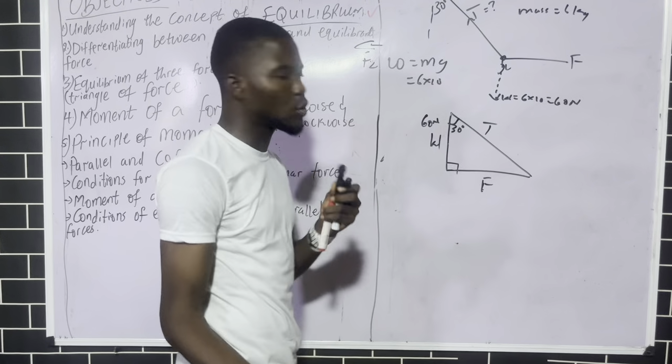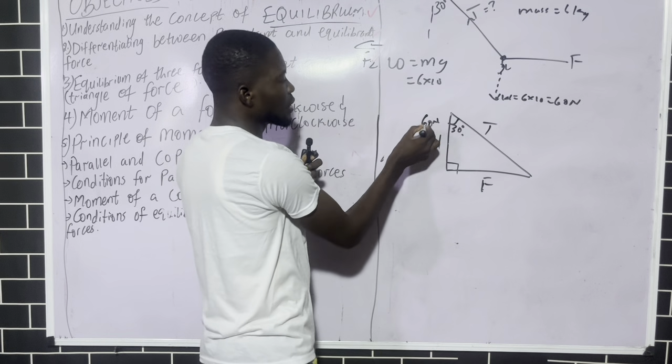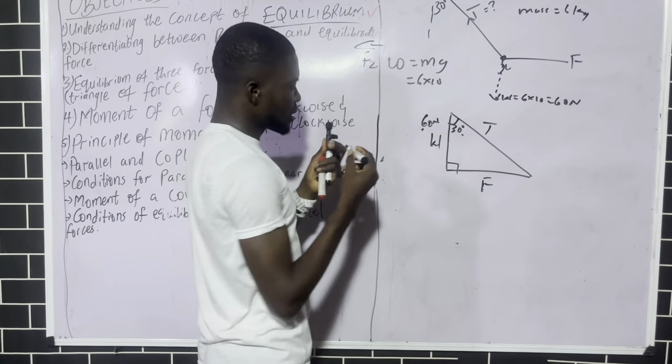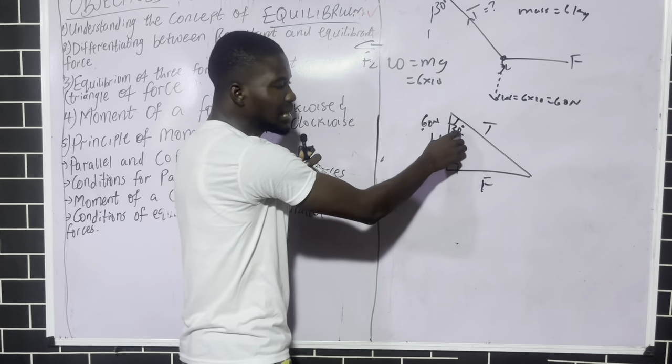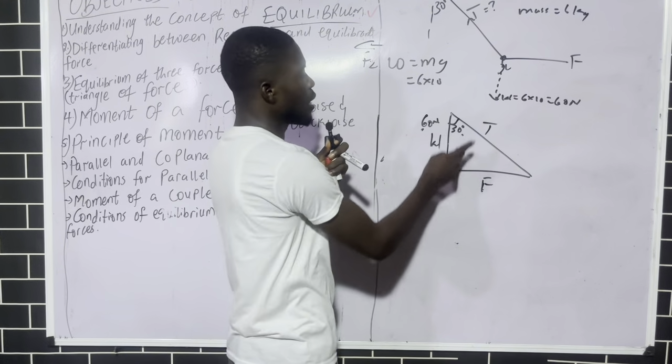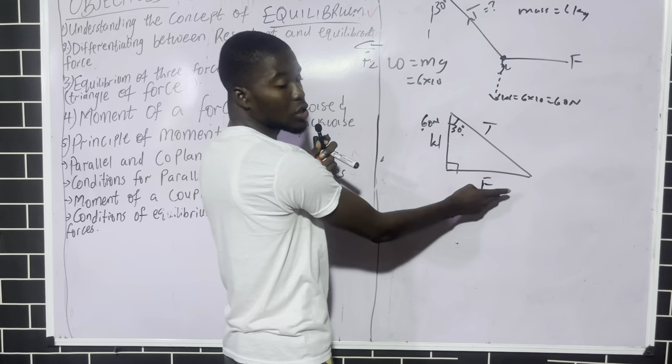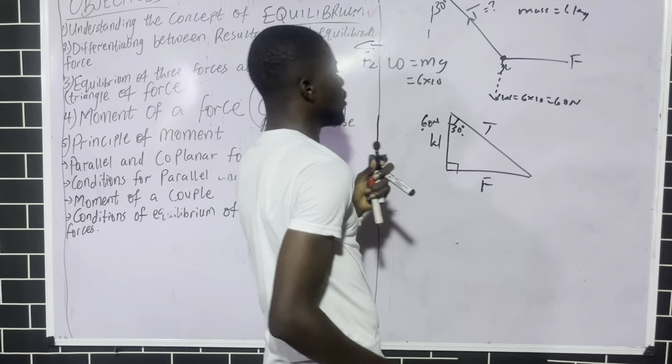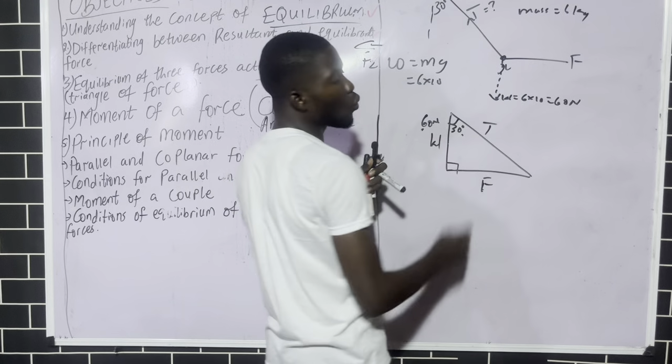So we have to use SOH CAH TOA. They gave us the angle, they gave us this side, and we're looking for this side. The side facing this angle is the opposite. This is the adjacent, this is the hypotenuse. So we have adjacent and hypotenuse. So what will go? Cos.